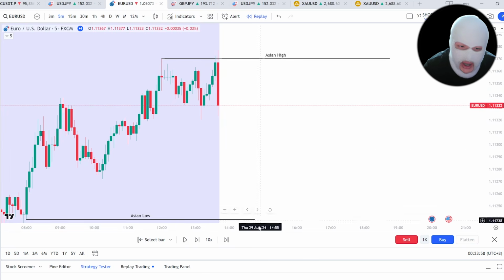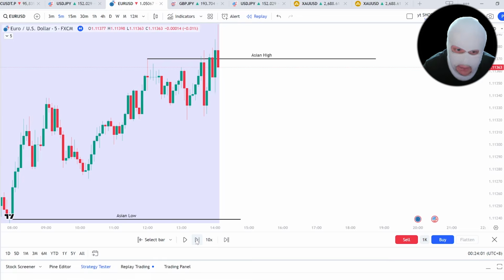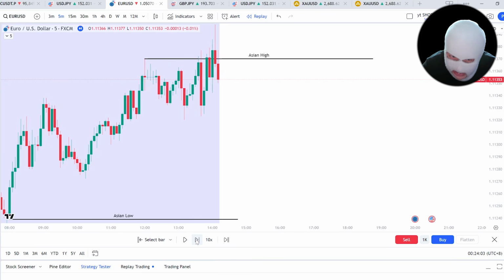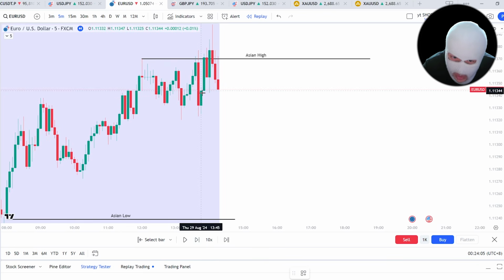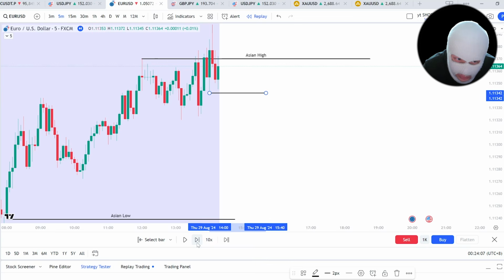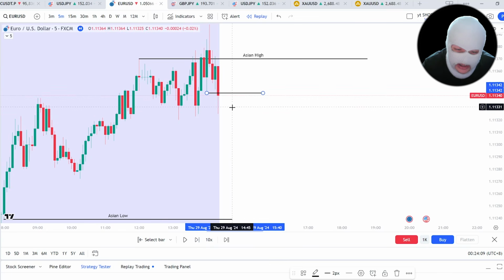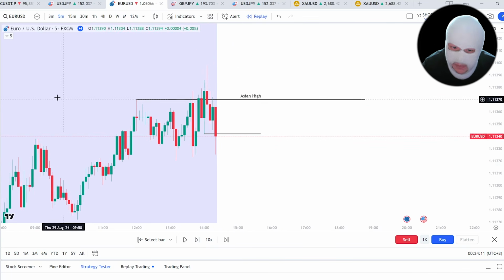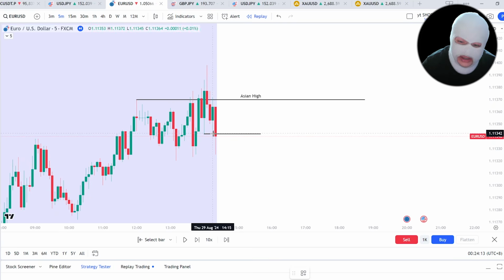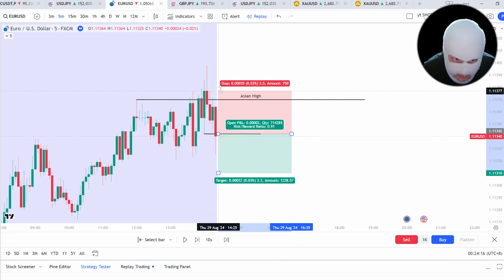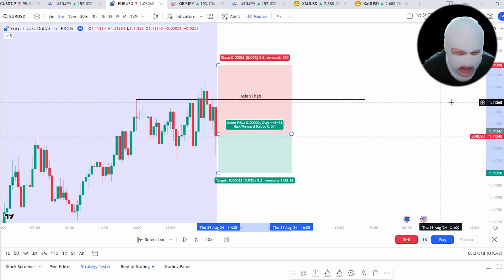Since we had the Asian high sweep, we are looking for a bearish change of character, and we get that right here, where the swing low has a body candle close below it, indicating that we have switched from an initially bullish trend to a bearish one as a result of the sweep of the Asian high. Once again, rinse and repeat.